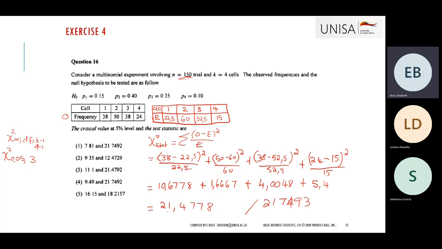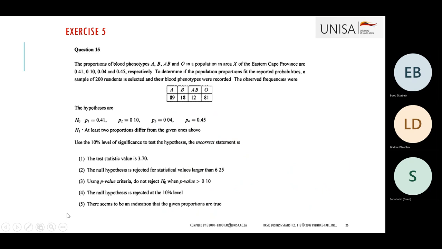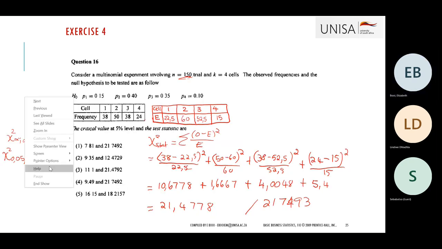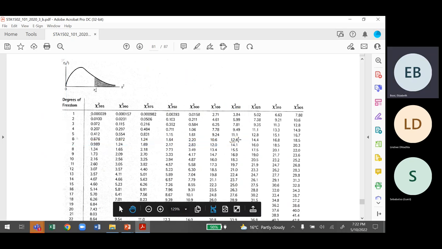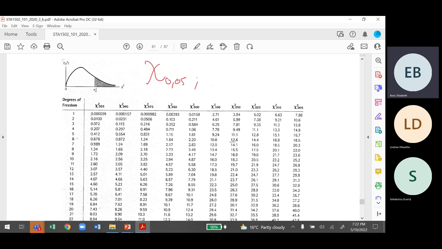Yeah, so I'm not sure about that. Let's go find the critical value. Okay, critical value. Remember, it's 0.05 and 3, right? We had 0.05 and 3. So there is 3, there is 0.05, where they both meet. 7.81. That is the critical value.